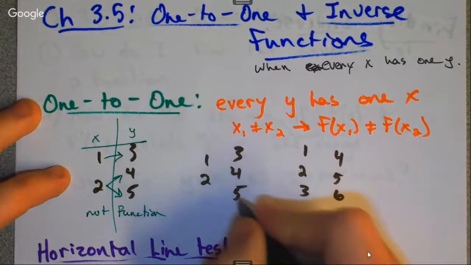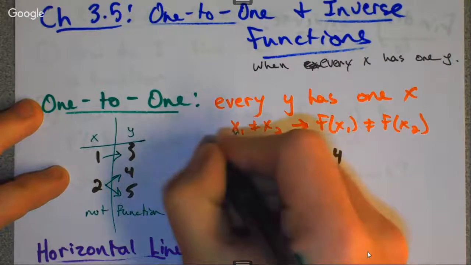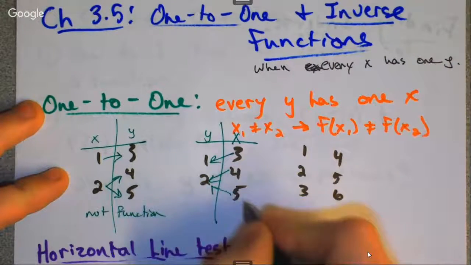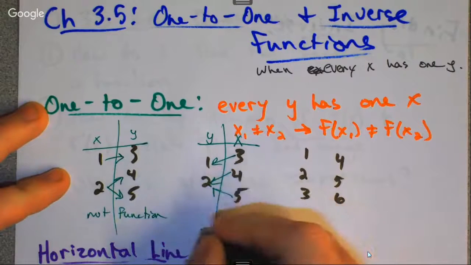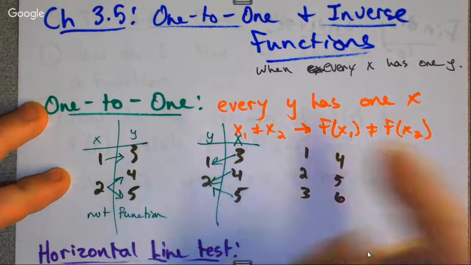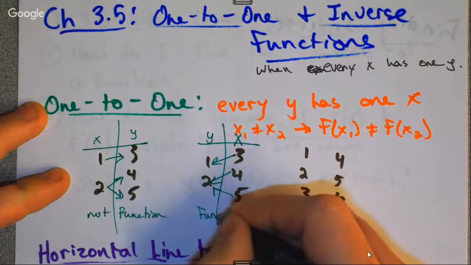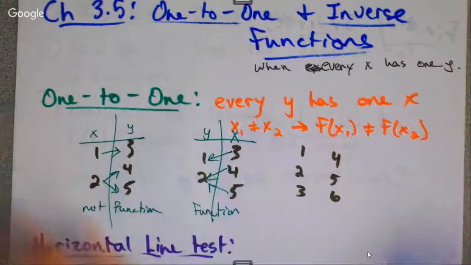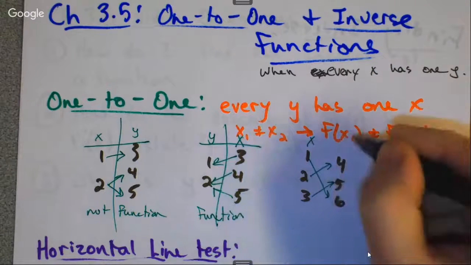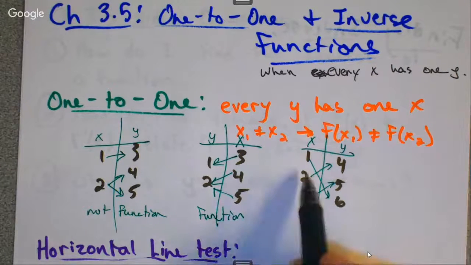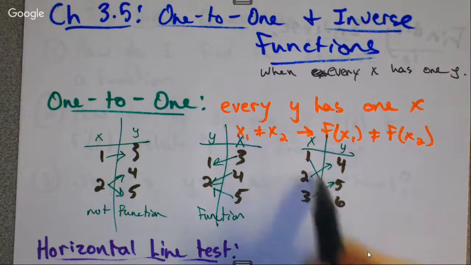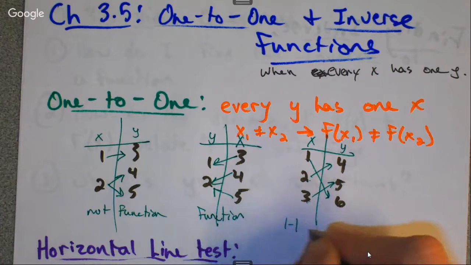In this case, if these are my x's and these are my y's, flipped around, every x goes to one y. So this is a function. But notice that this y goes to two different x's, so this is not one-to-one. This is just a function. In this last case, these are my x's and these are my y's, every x goes to one y and every y goes to one x. So this we'd say is a one-to-one function.